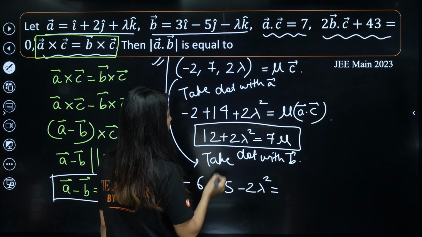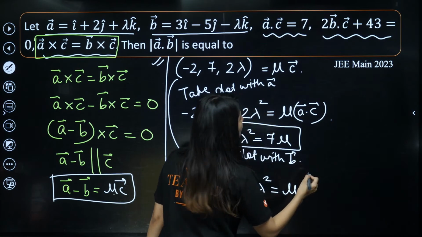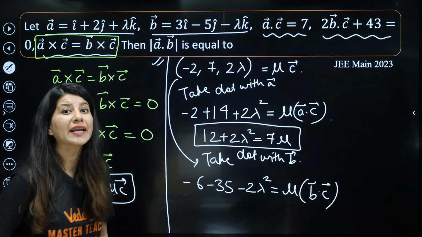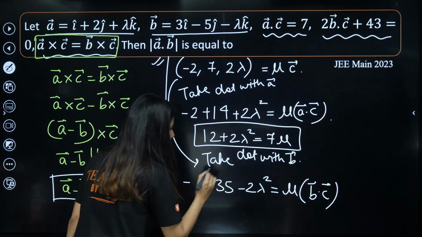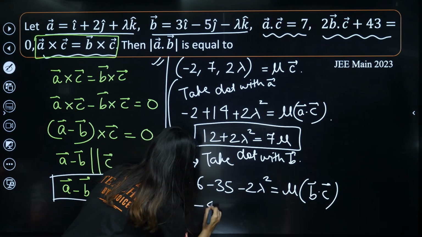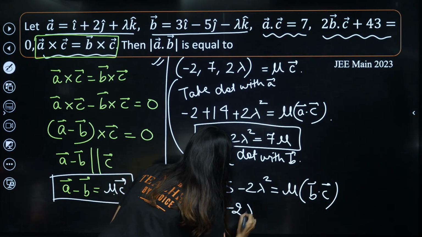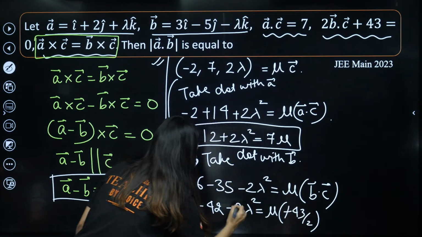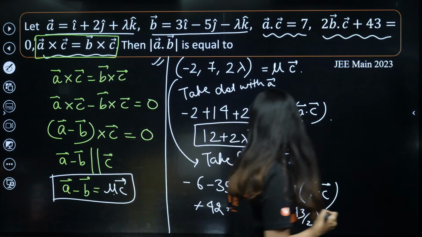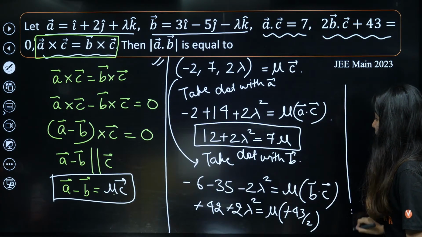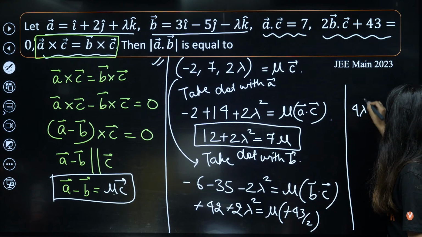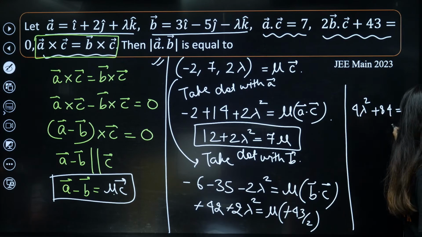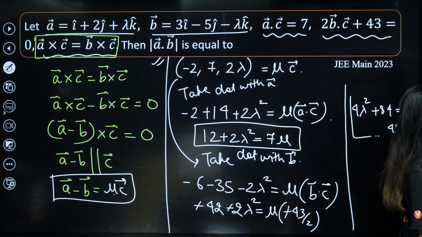Taking dot with b both the sides, this would be mu times b dot c, and b dot c is, my dear students, minus 43 by 2. Plug in the value, you will get your answer. So this would be minus 42 minus 2 lambda square is equal to mu times minus 43 by 2. Minus minus is cancelled. Multiply 2 on the left hand side, so you will be getting 4 lambda square plus 84 is equal to 43 mu. This is your another equation.